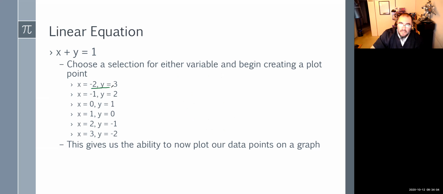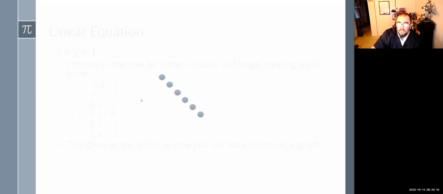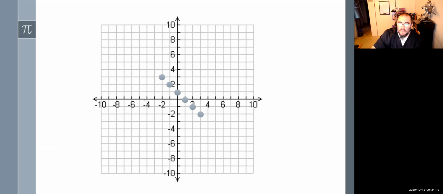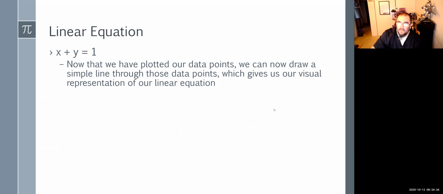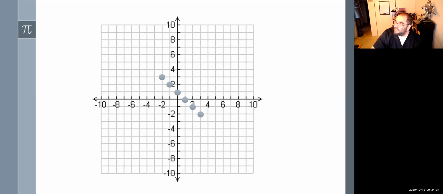What this gives us is consistent points we can actually plot on that graph in order to make a nice line. So now we can go over to our graph here. So we've got some points. There's our graph. When x equals 1, y equals 0. When x equals 2, y equals -1. And it just keeps moving along. That gives us this nice line that runs through it, right?